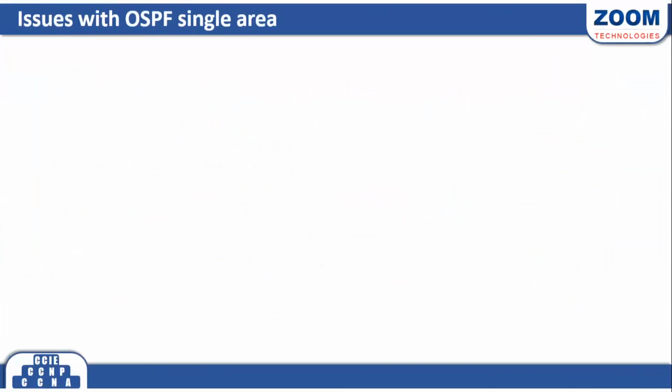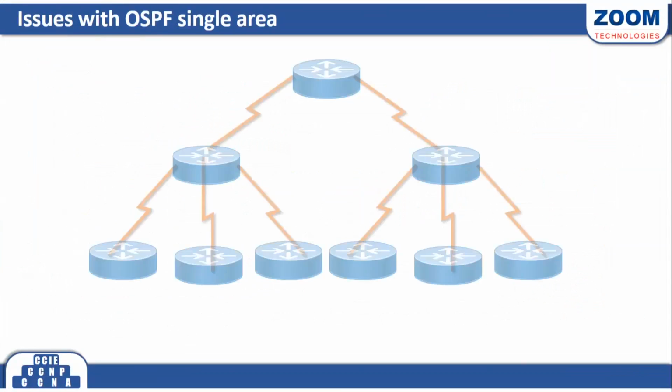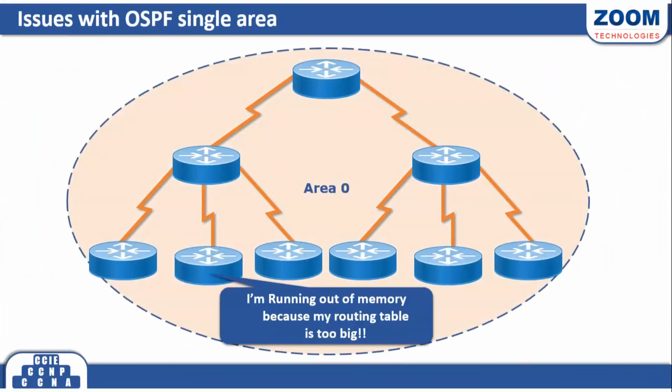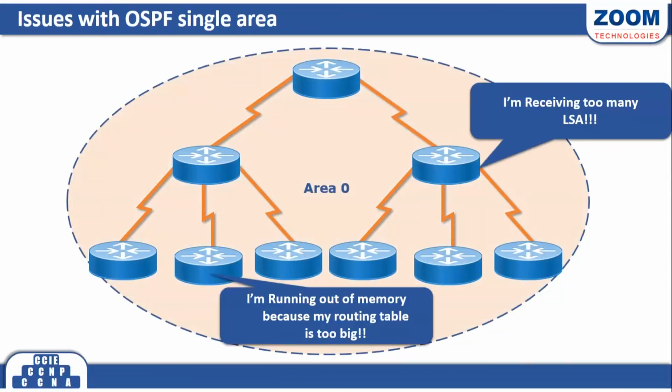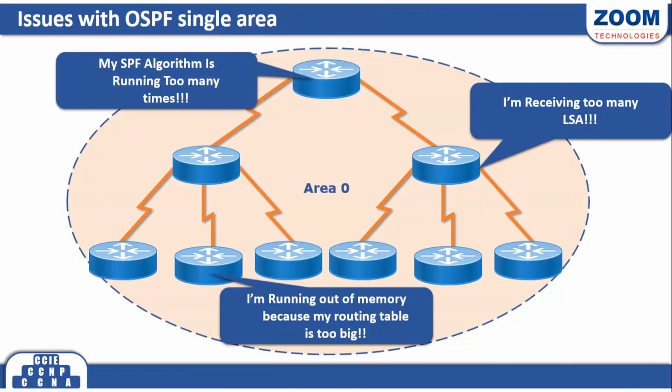What are the issues with OSPF single area? If all routers are in one area, then branch routers will say, I'm running out of memory because my routing table is too big. So to minimize the routing table and to improve network performance or router performance, areas are designed. And head office routers will say, I'm receiving too many updates, too many LSAs. I'm running the algorithm too many times. So these are the issues with OSPF single area.